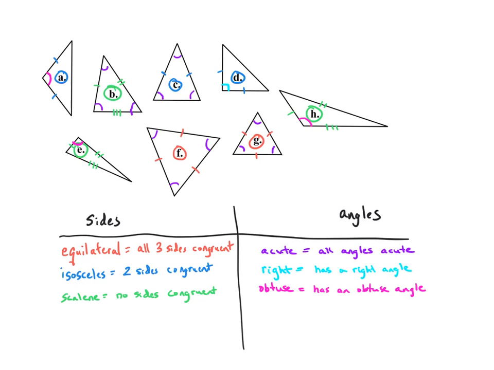Lastly, to classify each of these triangles, triangle A is isosceles because it has two congruent sides, and it is obtuse because it has an obtuse angle. Triangle B is scalene because no sides are congruent, and it is acute because it has all three angles acute. Triangle C is isosceles and acute. Triangle D is isosceles and right. Triangle E is scalene and obtuse. Triangle F is equilateral and acute, and the same thing is with triangle G. It is equilateral and acute. And triangle H is scalene and obtuse.